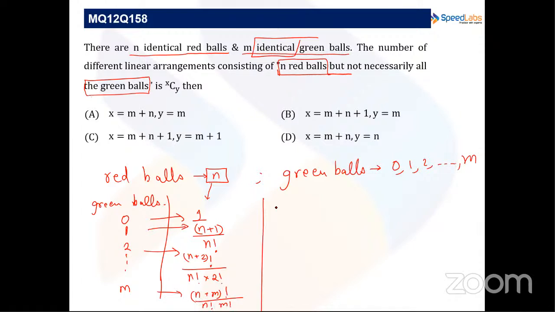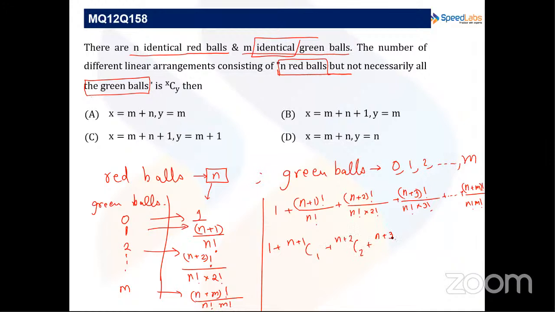So we can see the total ways are (n+1)! upon n! plus (n+2)! upon n! into 2! plus (n+3)! upon n! into 3!, and so on up to (n+m)! upon n! into m!. See, this we can write as n+1 C1 plus n+2 C2 plus n+3 C3 plus n+4 C4 and so on up to n+m Cm.